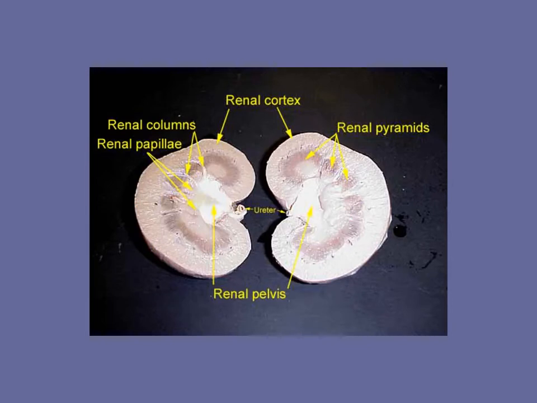The tip of the pyramid is called the renal papilla, and so we have the renal papillas labeled on some of those areas. This area right here is the renal pelvis, and then we have the ureter, which will leave the kidney and it will continue down and reach to the bladder.